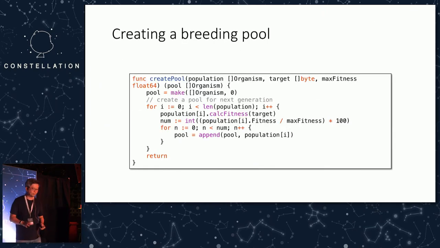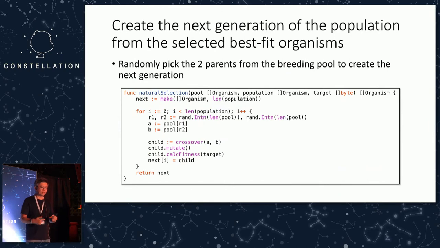It's pretty simple. And the next thing we want to do is take two parents from the breeding pool, bring them together and mate them. Okay, so obviously if you have more copies in the pool, there will be more chances that you'll be picked. Okay, so that's what it is.